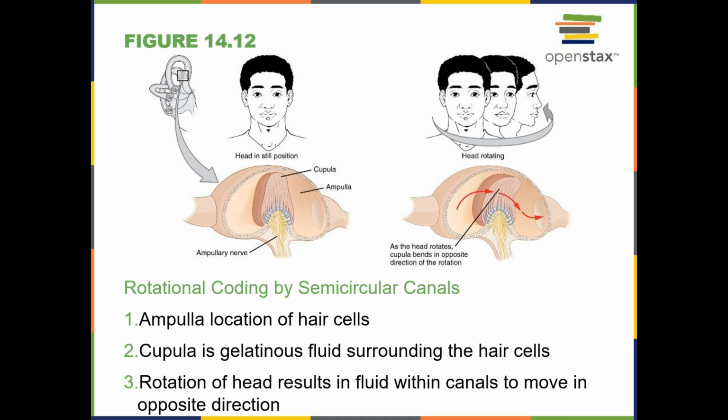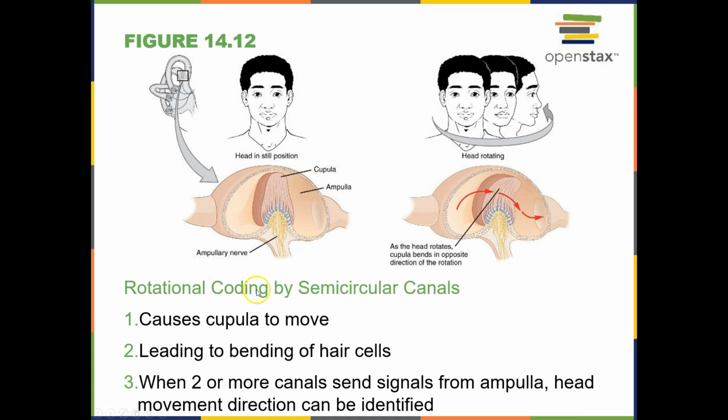As our head starts moving in the other direction, those hair cells are going to bend, and then the cupula starts to bend in the opposite direction. This allows us to recognize where our head is, even as it starts to spin. And since we have multiple canals, they all work together, allowing us to identify the direction our head is moving in at any given time.